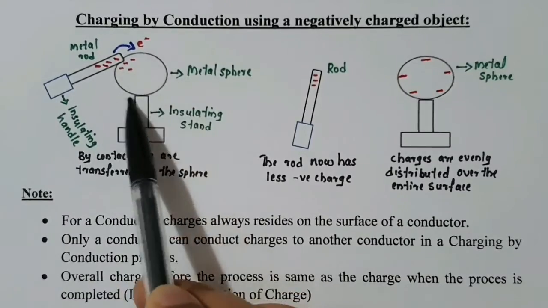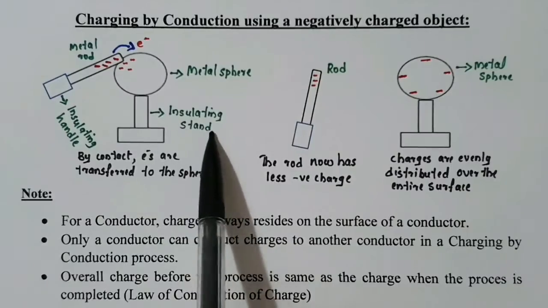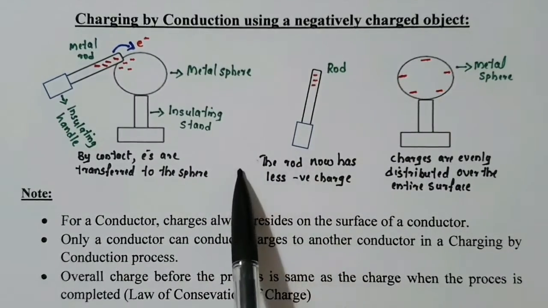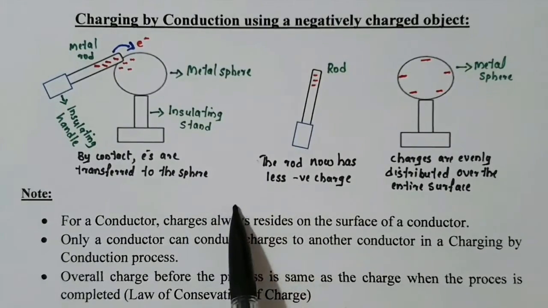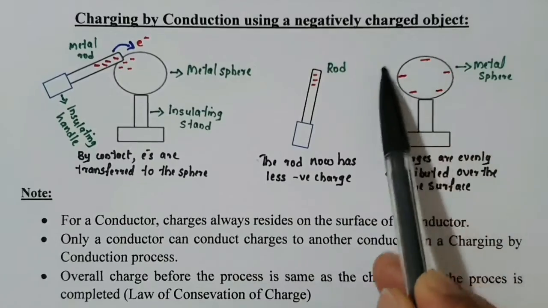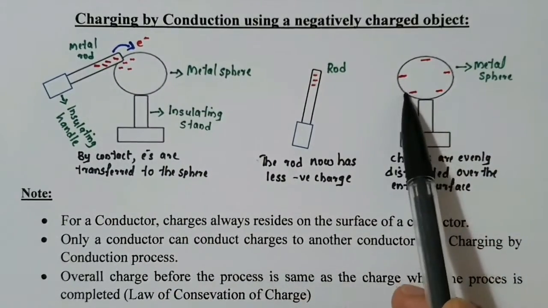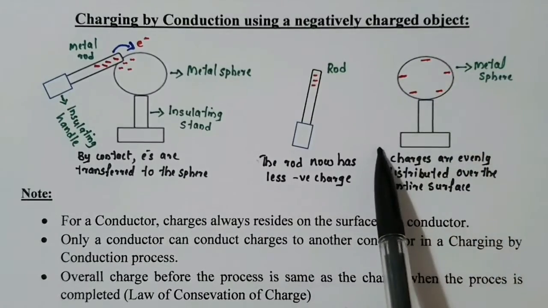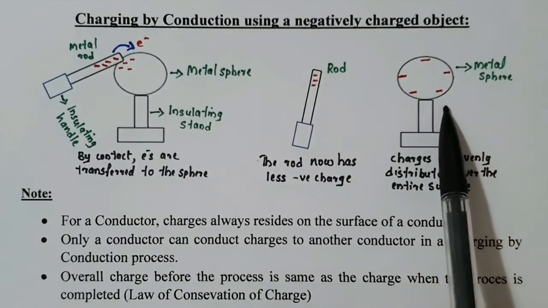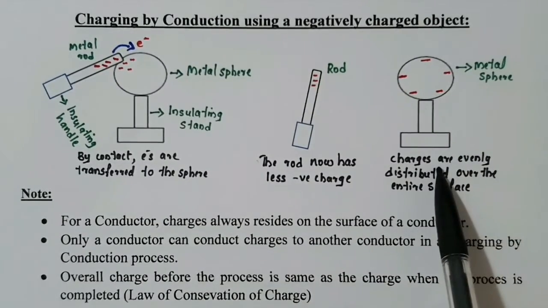Since this is a conductor, the charges cannot stay at one place. We discussed in the last lecture where the charges on a conductor are located. It's a very important point to remember that for a conductor, charges are located at the surface. They cannot stay at one place because charges are free to move inside a conductor. So the charge is evenly distributed over the entire surface of the conductor, and the distribution of charge is due to electron movement.